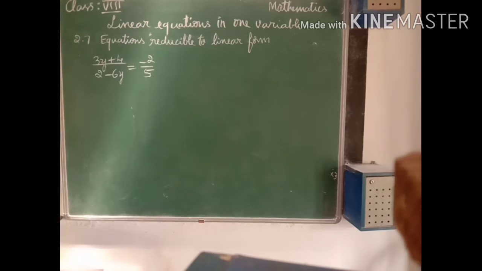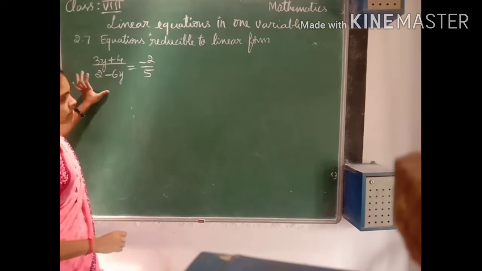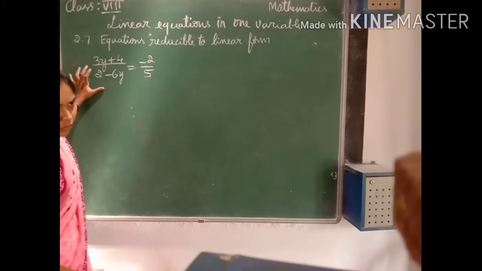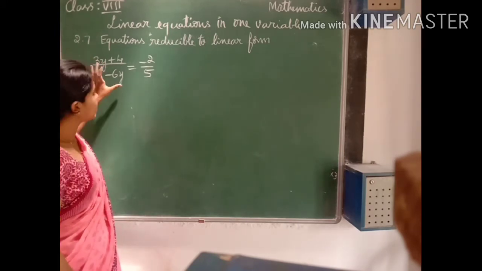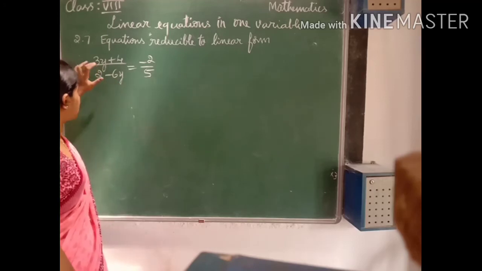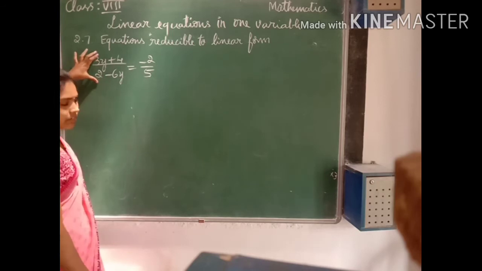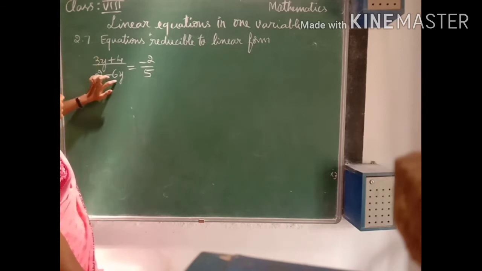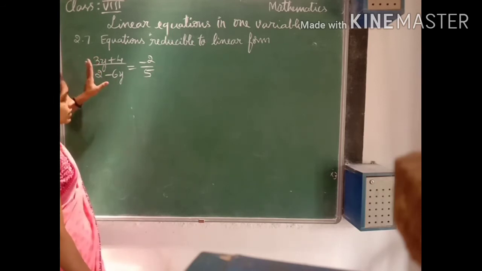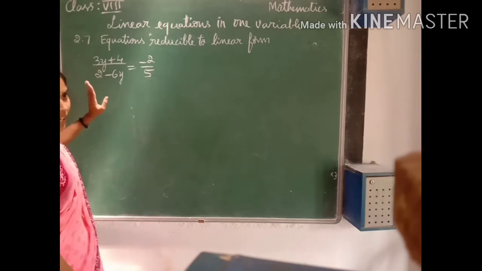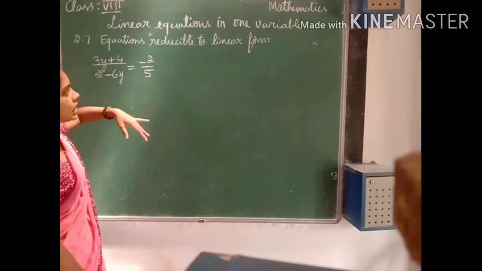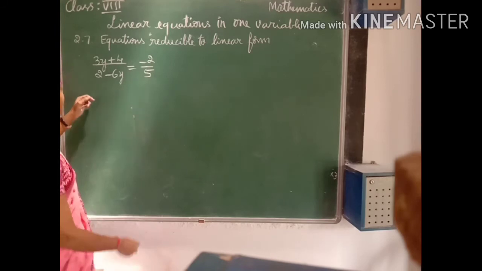Okay, in this problem, we are converting these equations to linear form. See here, in the equation the power of y is not 1. That is why this is not a linear equation. We are converting such equations to linear form. How to convert?